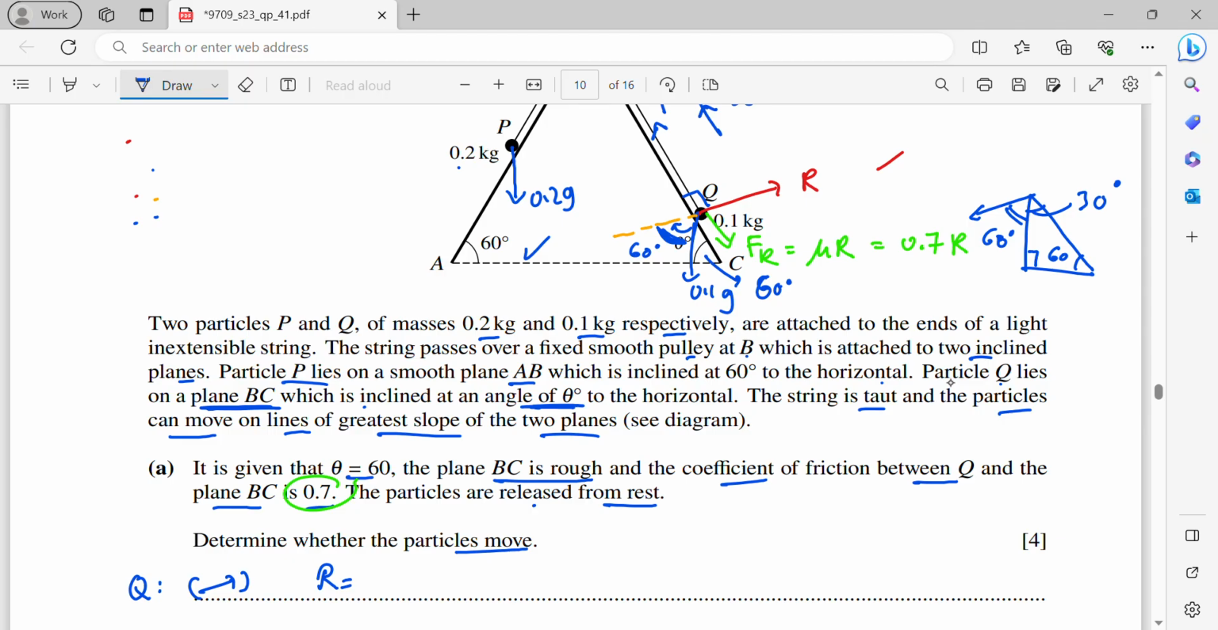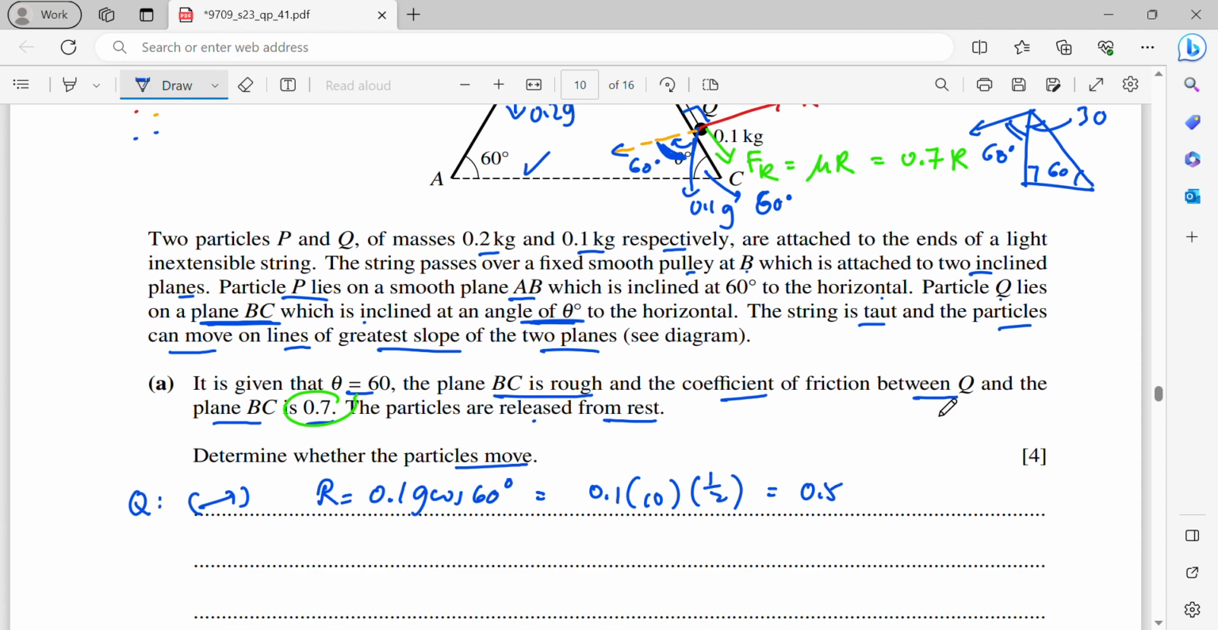So I resolve the 0.1 g using the 60 degrees so that it becomes the orange dotted line. So I will get 0.1 g cos 60 degrees. Here is going to be 0.1 times 10 times half. At last, your R is 0.5.